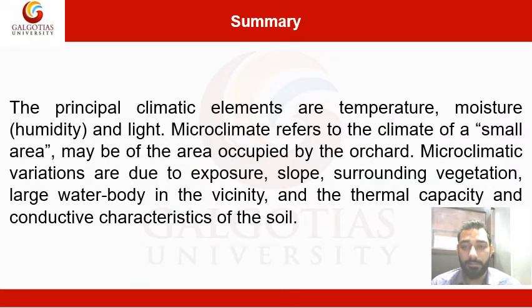Here is the summary of this lecture. The principal climatic elements are temperature, moisture, humidity, and light. Microclimate refers to the climate of a small area, maybe the area occupied by the orchard. Microclimatic variations are due to the exposure, slope, surrounding vegetation, large water bodies in the vicinity, and the thermal capacity and conductive characteristics of the soil.